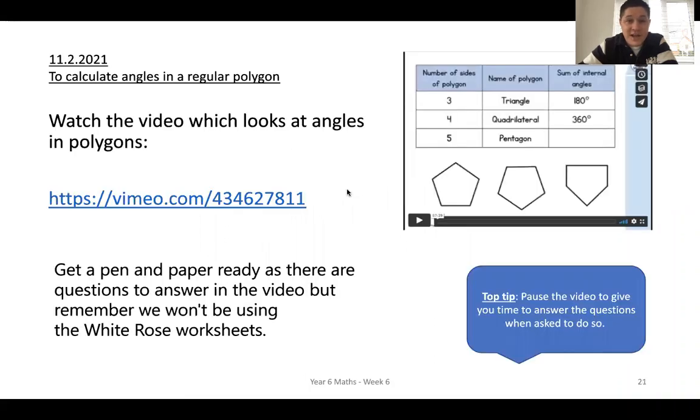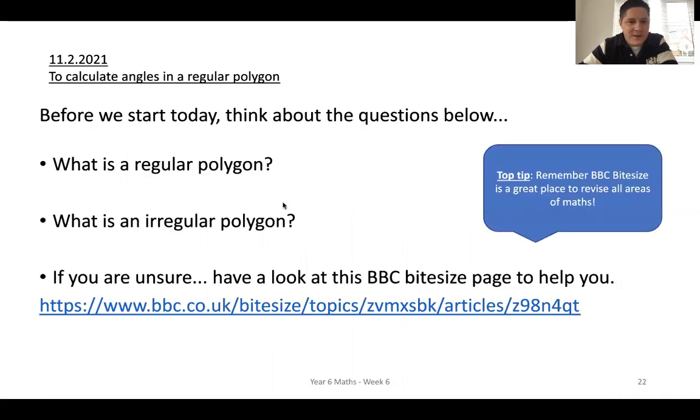Now, we're going to start off today by watching the White Rose video. Okay, so watch that first, please. But remember, we don't do the worksheets. All right. Now, after you've watched that video, it should be really clear to you what these words mean. What is a regular polygon and what is an irregular polygon?